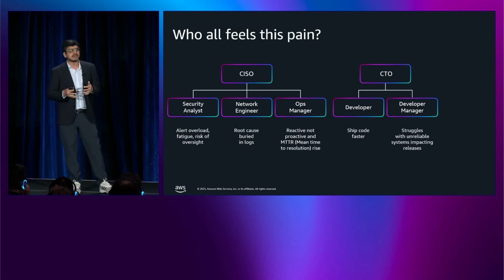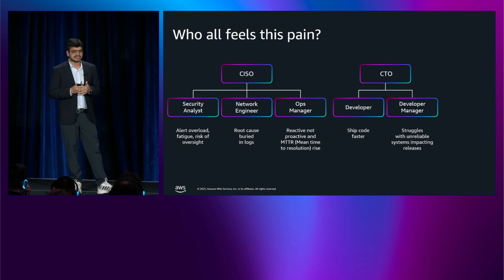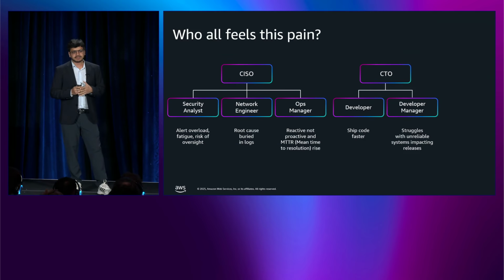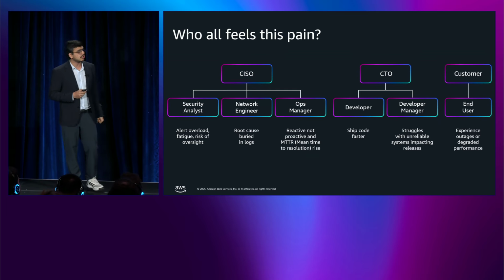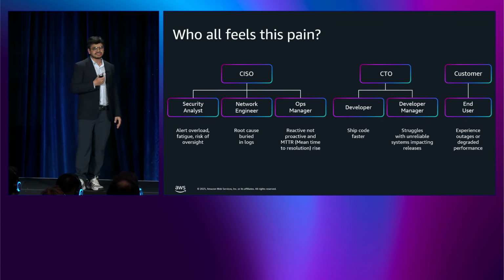So instead of working on innovation and building new features, they spend a lot of time troubleshooting the issues in their system. And we talk about the organizational pains. But even before these people see those pains, we have the end user or the customer who experiences those pains even when it comes to the system.